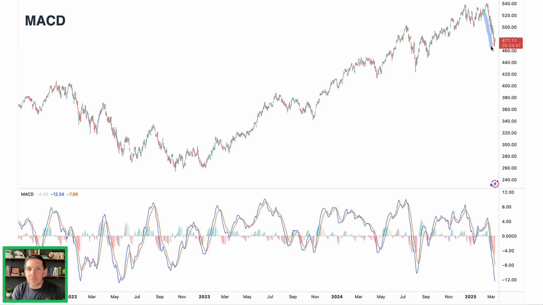So if you really use MACD for your trading, that means you're looking at this chart, you're seeing the market go down, but you're looking at MACD saying, look, this could continue to go down as we move, right? So that's a really important one.